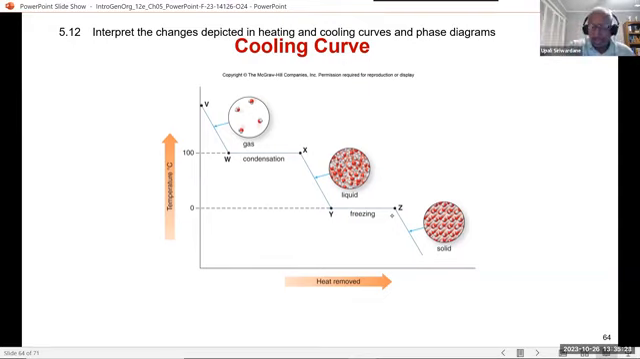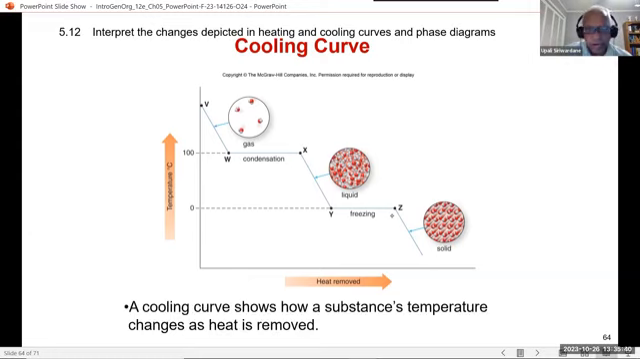The liquid becomes a solid. It's called freezing. When the gas becomes a liquid, it's called condensation. That's a phase change shown at the W to X points. The cooling curves show how a substance's temperature changes as heat is removed.